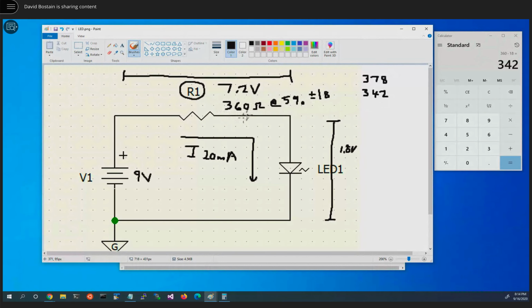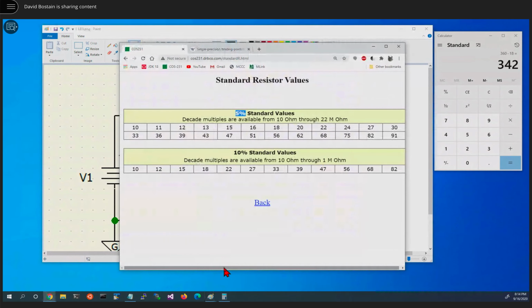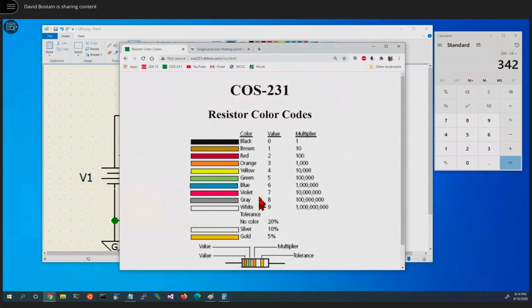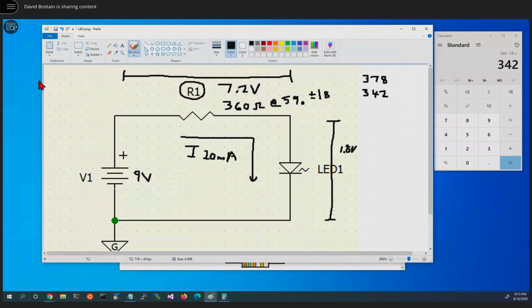Okay, while we're here, what would the color code of a 360 ohm resistor be? Three is orange, six is blue. So we have orange and blue, orange. I'll put BLU. We have 1, 0, so that's brown. Put BR for brown. And it was gold because we said 5%.